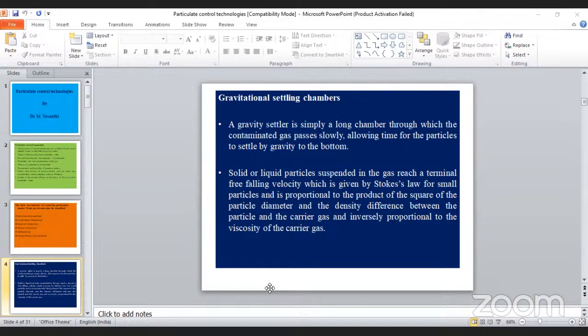Ma'am, let us start. Yes, ma'am. Okay. Yeah, we were about to start talking about the gravitational settling chamber, isn't it? This is quite a technical part. People have to understand. But at the same time, this is an important lesson when you are studying environmental sciences.